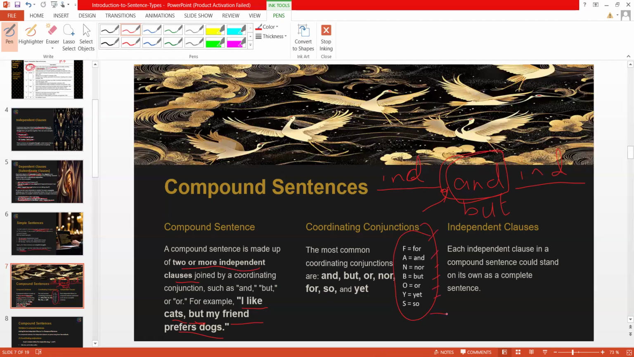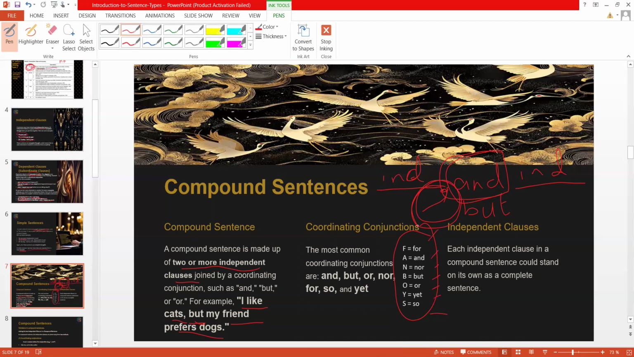We can use either of the coordinating conjunctions in between two independent sentences and we'll make a compound sentence. Again, as I have told you, there should be a sandwich, and in between we have this coordinating conjunction and a comma. This comma is very necessary. This punctuation mark is very necessary. So please do not forget to place it here.